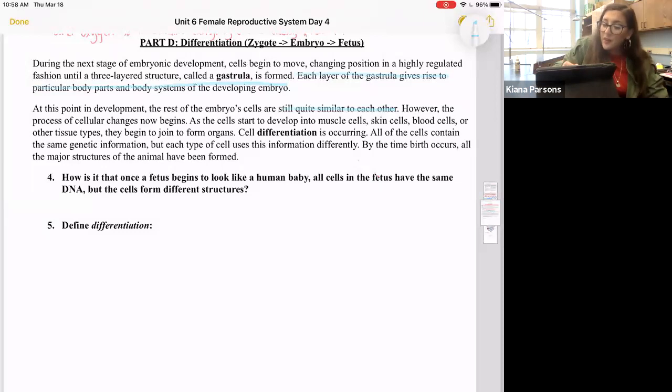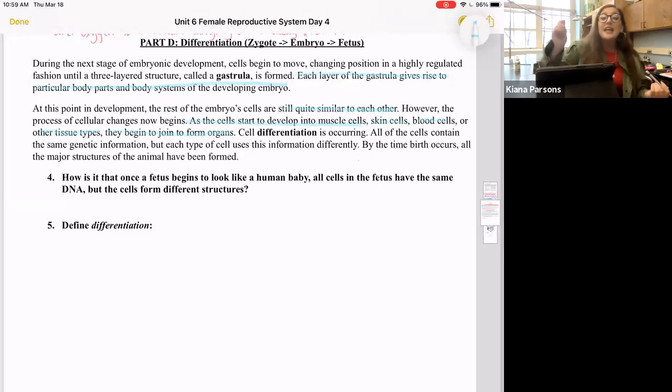As cells start to develop into muscle cells, skin cells, blood cells, or other tissue types, they begin to join to form organs. Cell differentiation is occurring. All of the cells contain the same genetic information, but each type of cell uses this information differently. By the time birth occurs, all the major structures of the animal have been formed. How is it that once a fetus begins to look like a human baby, all cells in the fetus have the same DNA, but the cells form different structures?